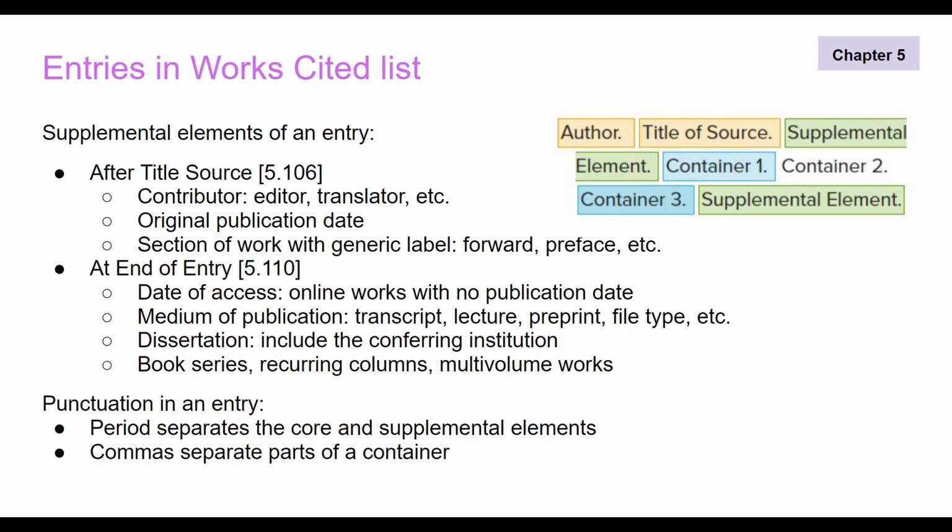For dissertations, you're going to want to include the conferring institution. So if you're citing a dissertation or thesis that one of our graduate students put forth, you're going to actually include University of Michigan Flint at the end of that dissertation.